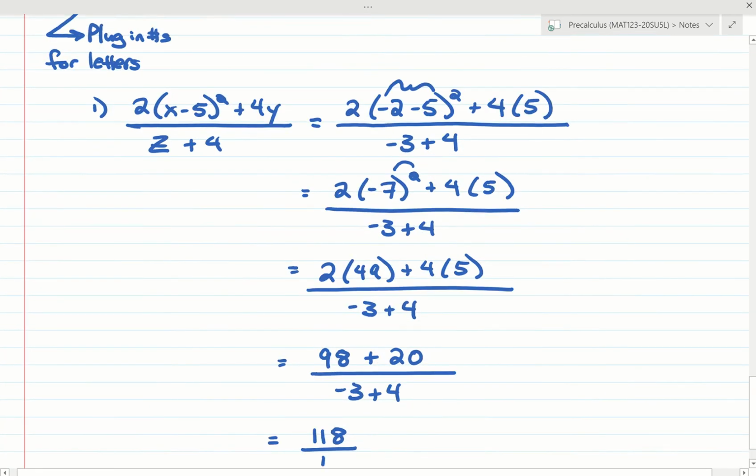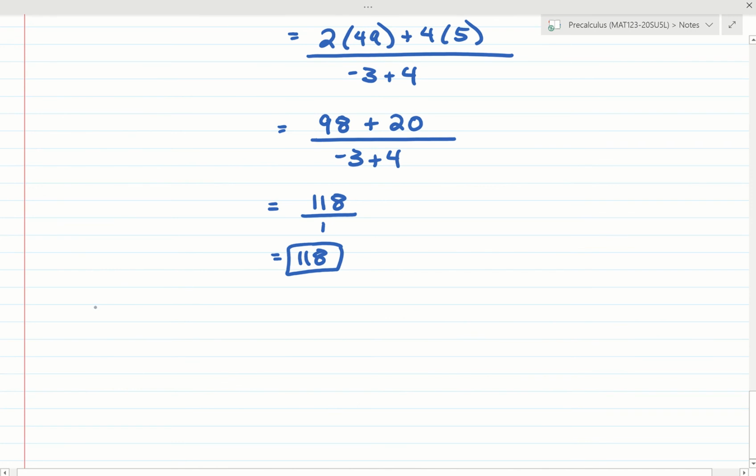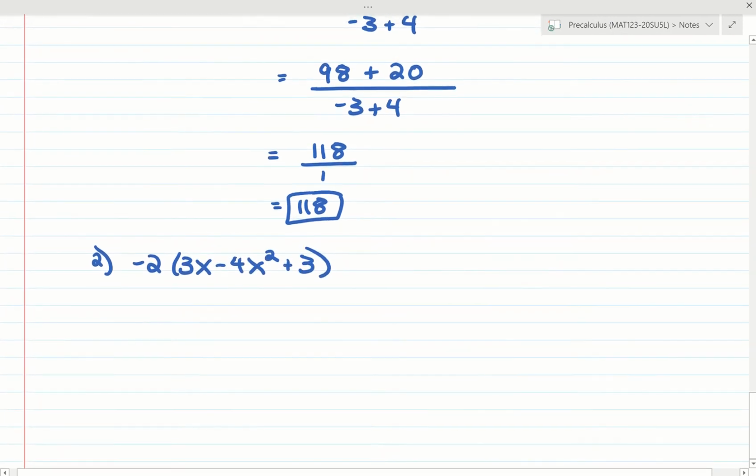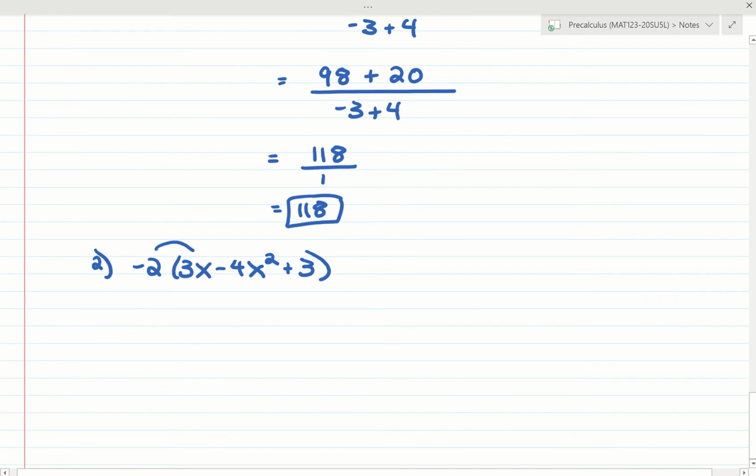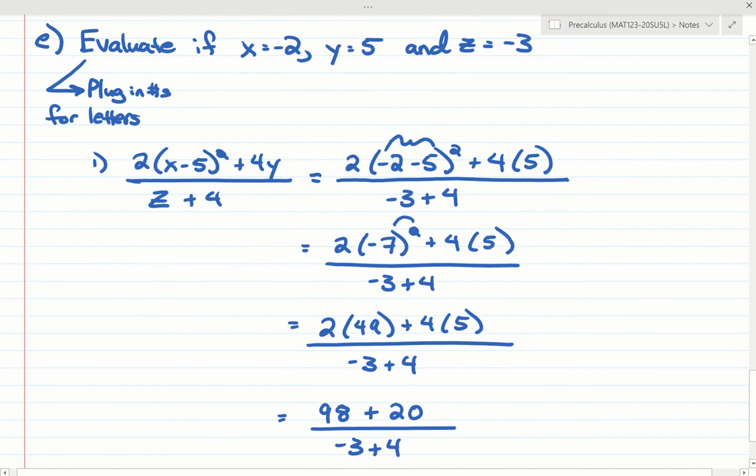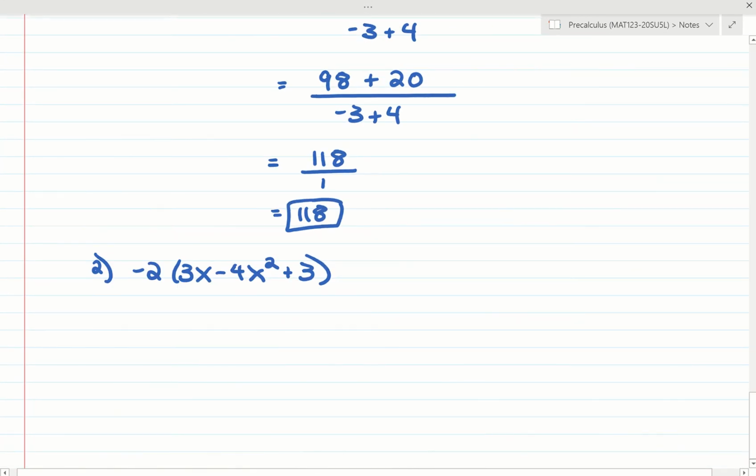And we'll do one more like this, where we're evaluating. Let's evaluate -2 times 3x minus 4x squared plus 3. Okay. Well, one thing we could do is we could distribute the -2, or we could just plug in our letters first, right? So let's see what x was. X was -2, so maybe we'll just plug it in. As long as you follow the rules in math, you'll always get the right answer. People run into trouble when they start making up their own rules.